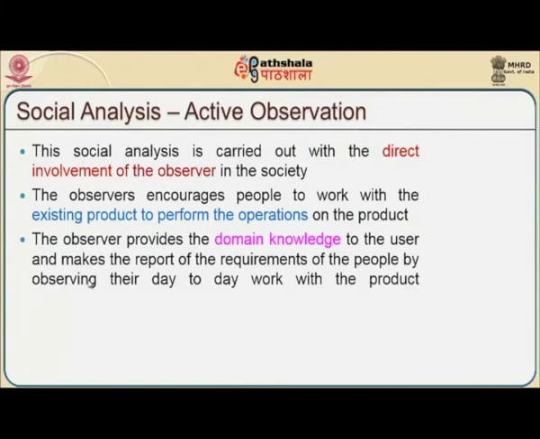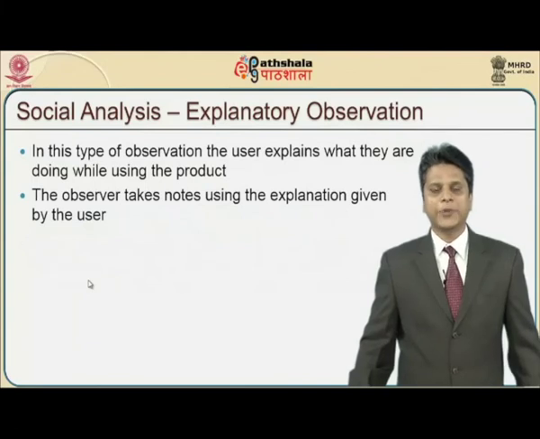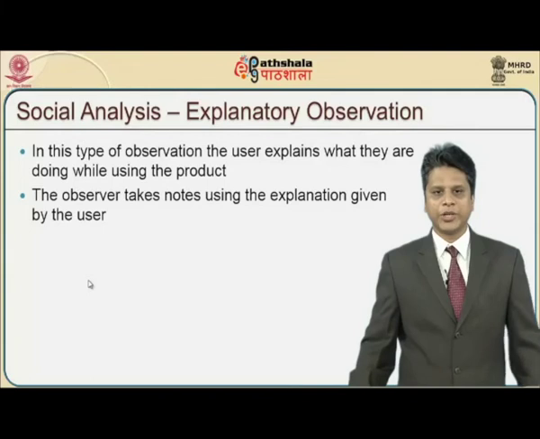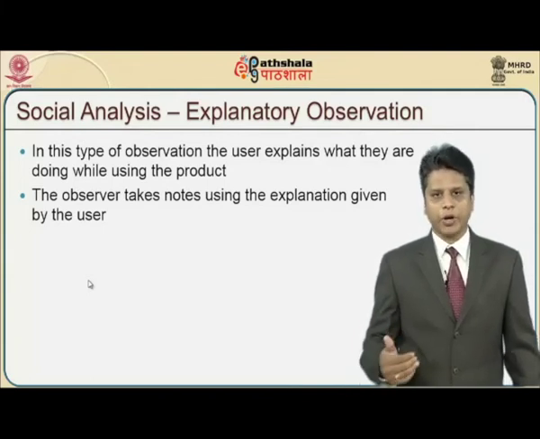Whereas the same is not the case when we go for active observation. In active observation, the social analysis is carried out with the direct involvement of the observer in the society. The observers encourage people to work with the existing product to perform the operations on the product. The observer provides the domain knowledge to the user and makes the report of the requirements of the people by observing their day-to-day work with the product. Explanatory observation is the third type of social analysis. In this type of observation, the user explains what they are doing while using the product.